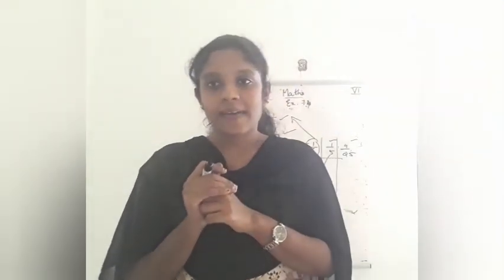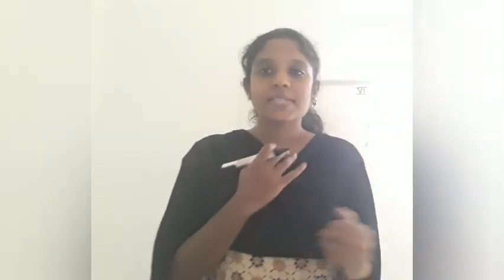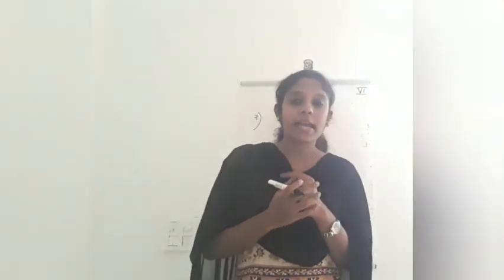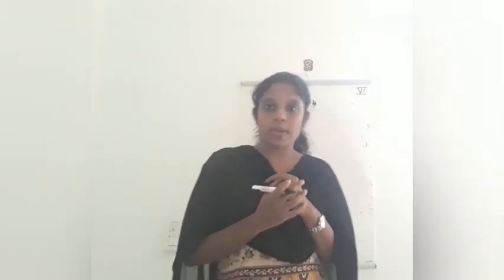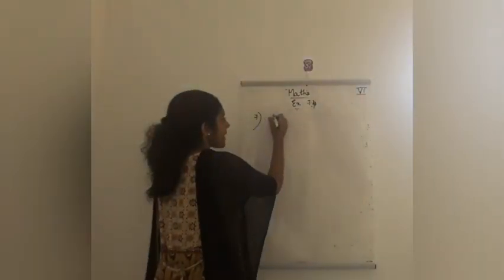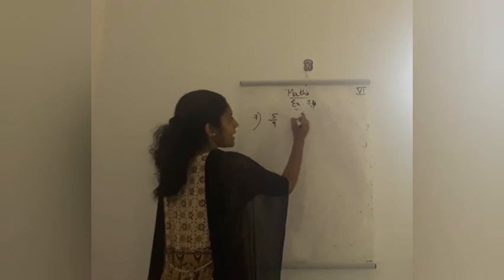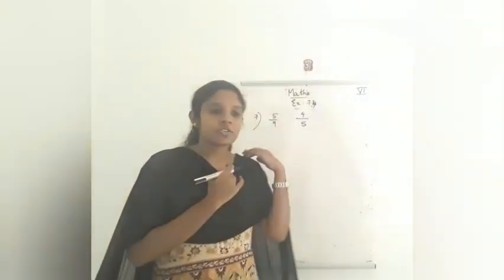Now we will move to the 7th question. The 7th question in your textbook is: find the answer to the following. Write and indicate how you solve them. The first question is: are 5 by 9 and 4 by 5 equal? So fractions are given, and they are asking whether 5 by 9 and 4 by 5 are equal. 5 by 9 and 4 by 5.